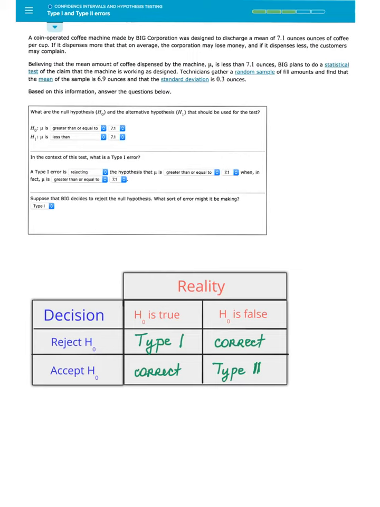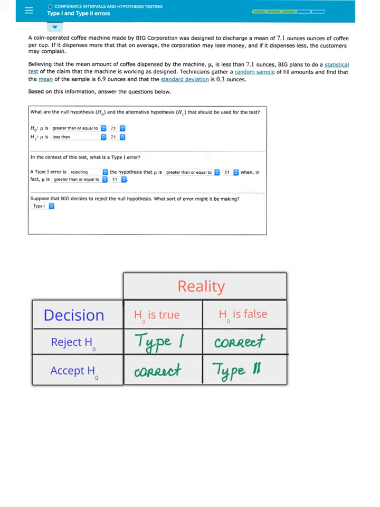Technicians gather a random sample of fill amounts and find that the mean of the sample is 6.9 ounces and that the standard deviation is 0.3 ounces. Based on this information, answer the questions below. The null and alternative hypotheses, what are they? Well, remember, they are suspecting that the mean is less than 7.1 ounces.